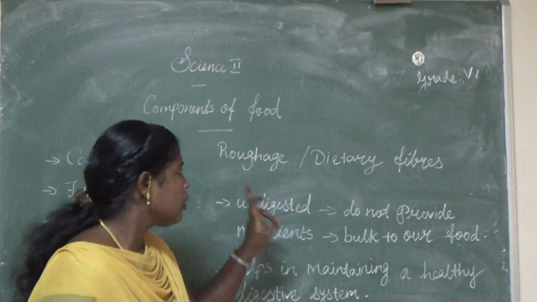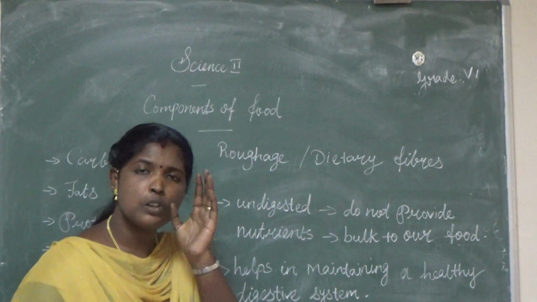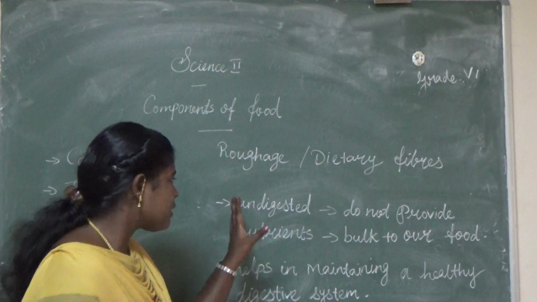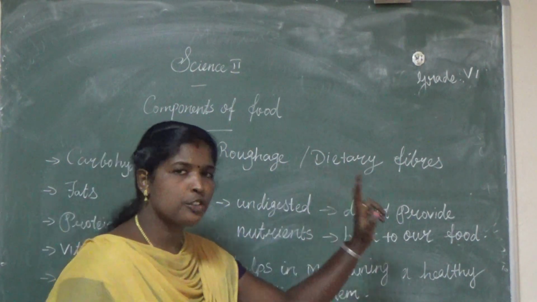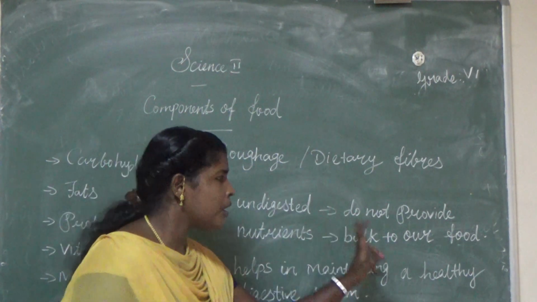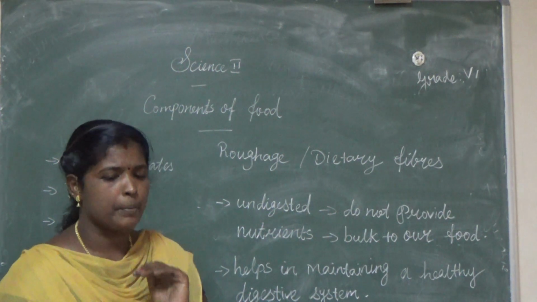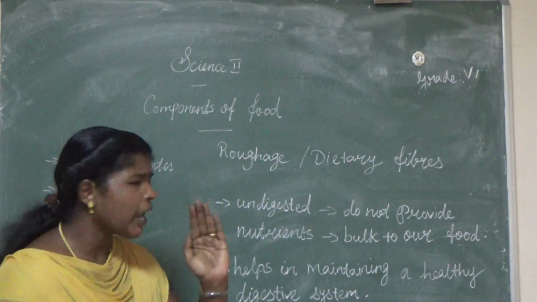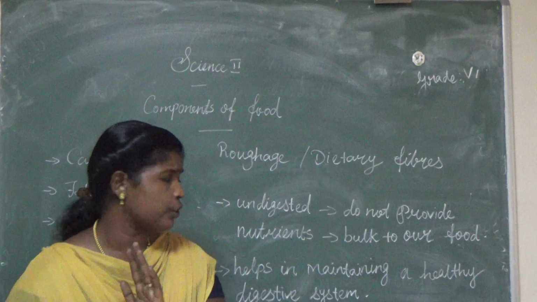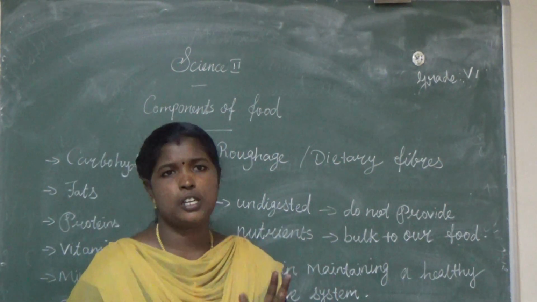So when you see what is called dietary fiber or roughage: the portion of the plant food that remains undigested and does not provide nutrients to our body but provides bulk to our food is known as roughage or dietary fiber. What is the main function of roughage or dietary fiber? It helps in maintaining a healthy digestive system.